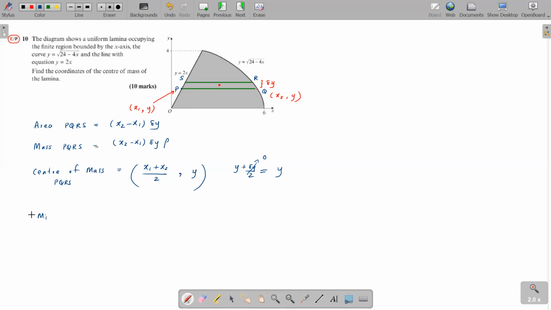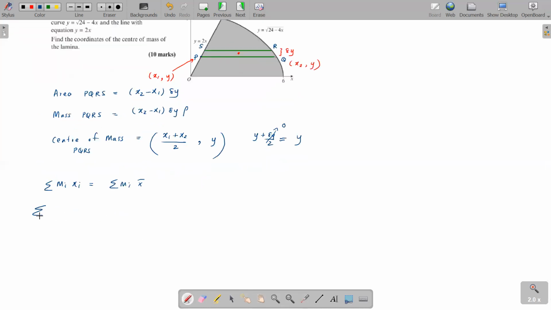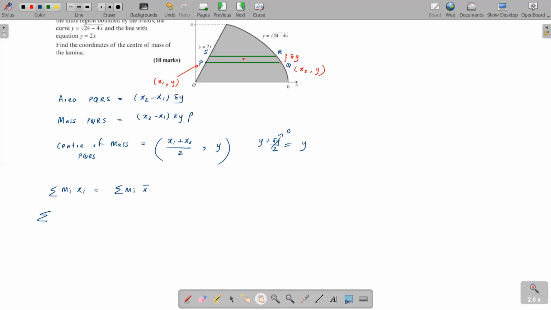So sigma mi xi equals total mass into x bar. By the way, we'll come to the limits in a moment. The mass is (x2 minus x1) delta y rho, that's the mass of a rectangle, multiplied by the center of mass, the x coordinate, which is (x1 plus x2) divided by 2.